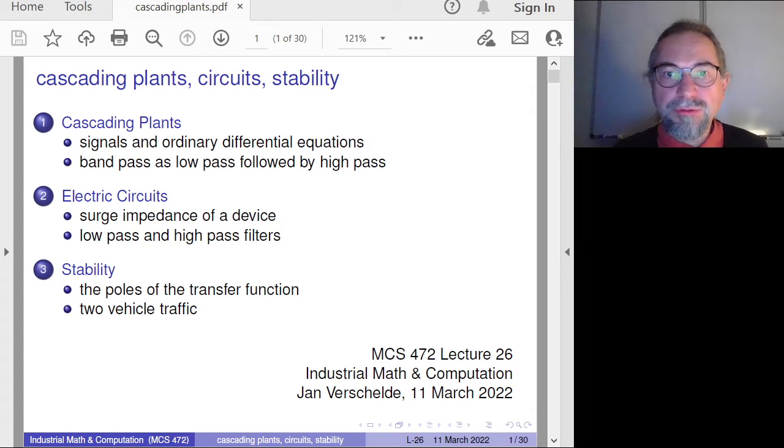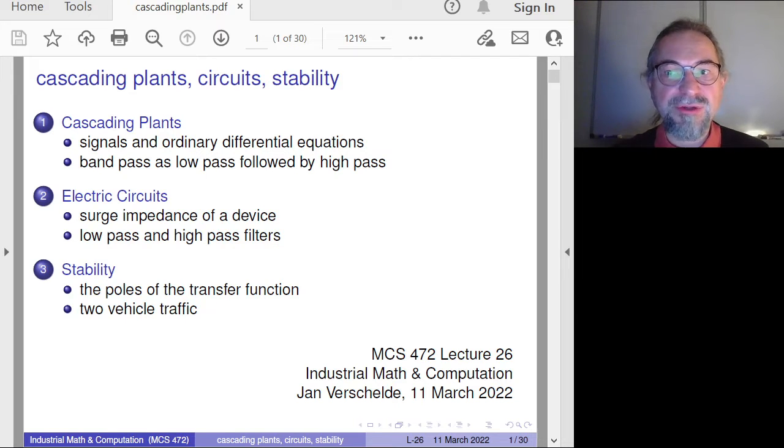So welcome to lecture 26 of MCS 472 on industrial mathematics and computation. So today we will see how to realize filters as electric circuits, filters that can be defined as solutions of ordinary differential equations.